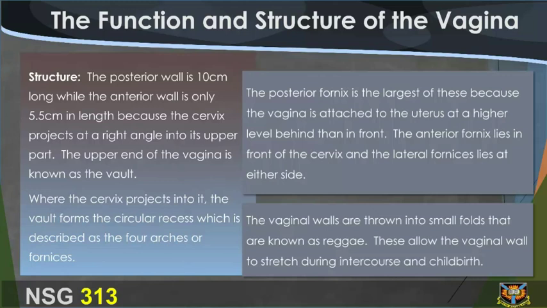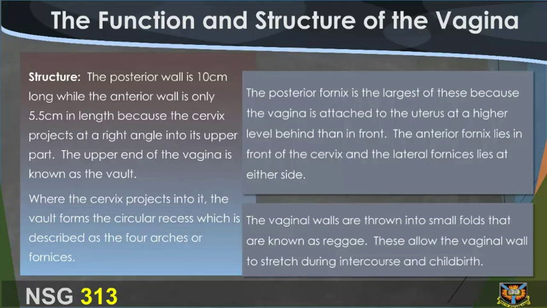The upper end of the vagina is known as the vault. Where the cervix projects into it, the vault forms a circular recess, which is described as four arches or fornices. The posterior fornix is the largest of these, because the vagina is attached to the uterus at a higher level behind than in front.